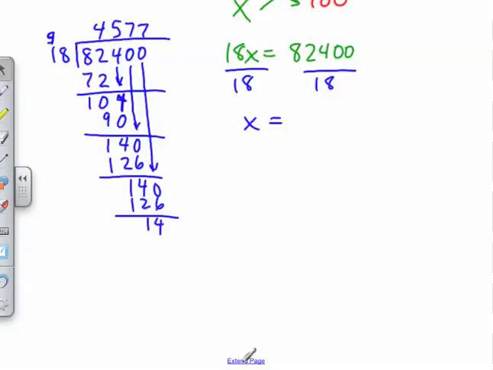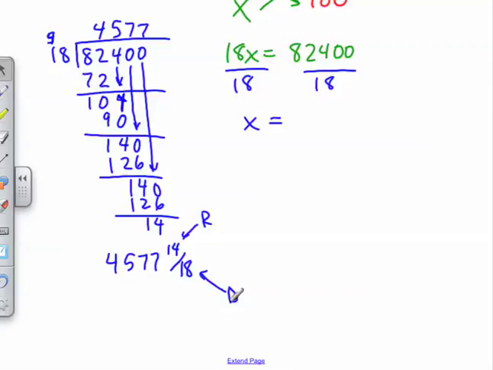Okay? Now, instead of going with this repeating decimal, I could just write it as 0.7 repeating, but I'm actually going to write it as 4,577 and 14/18. Remember, I put the remainder on top and the divisor on the bottom.